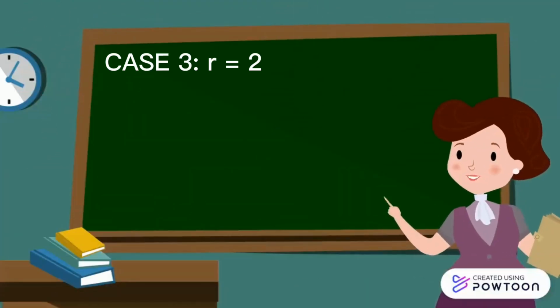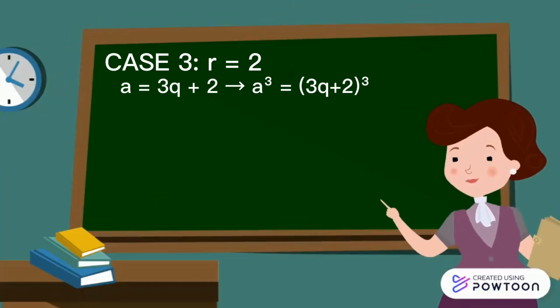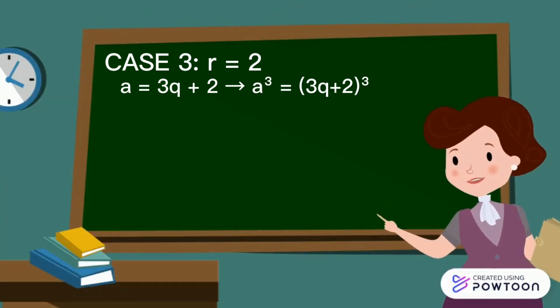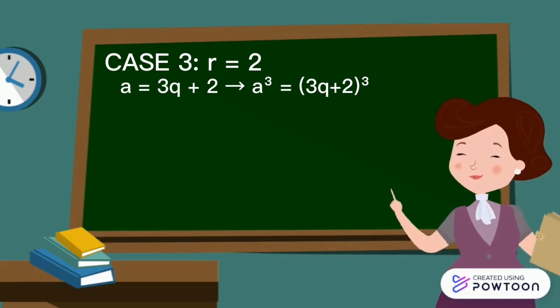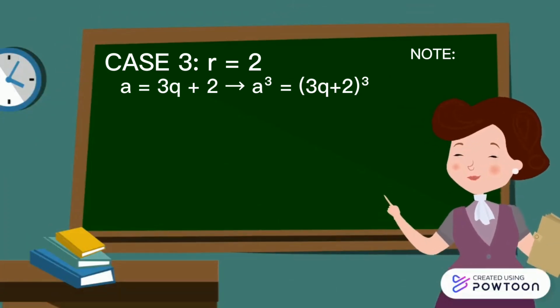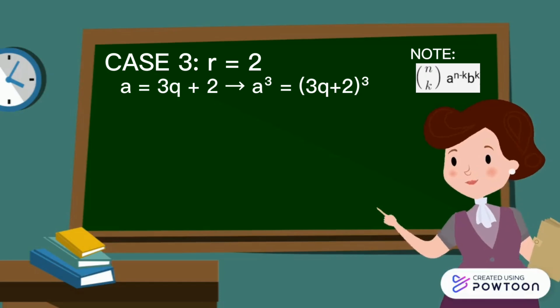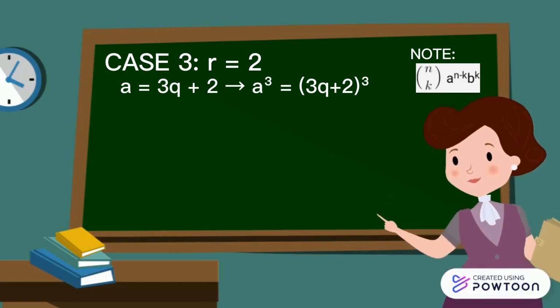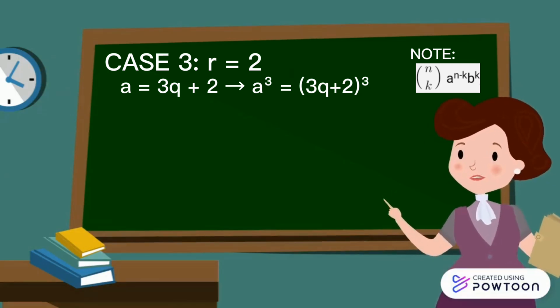For solving case 3, assume that the integer a is equal to 3q plus 2 and the remainder is equal to 2. Then the cube of the assumed integer will be a cubed is equal to the quantity of 3q plus 2 raised to 3. Then, to simplify, a cubed is equal to the quantity of 3q plus 2 raised to 3 by using the binomial formula, the quantity of n taken k times a raised to n minus k times b raised to k.